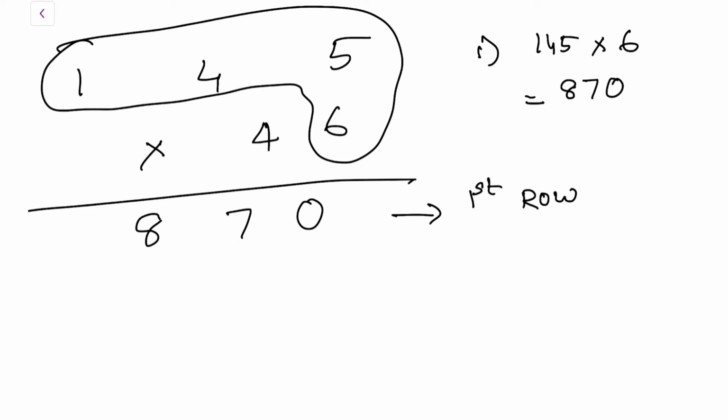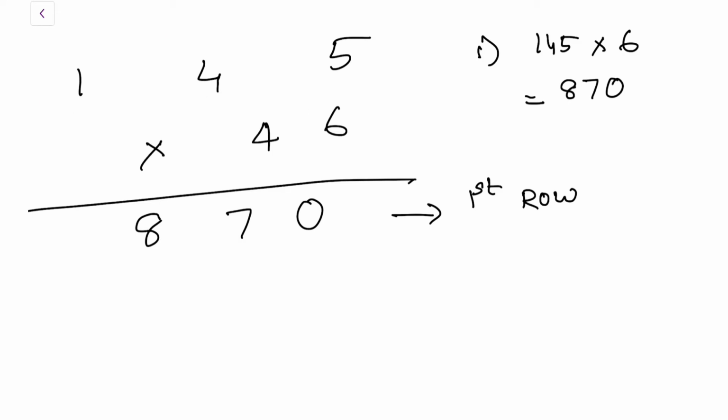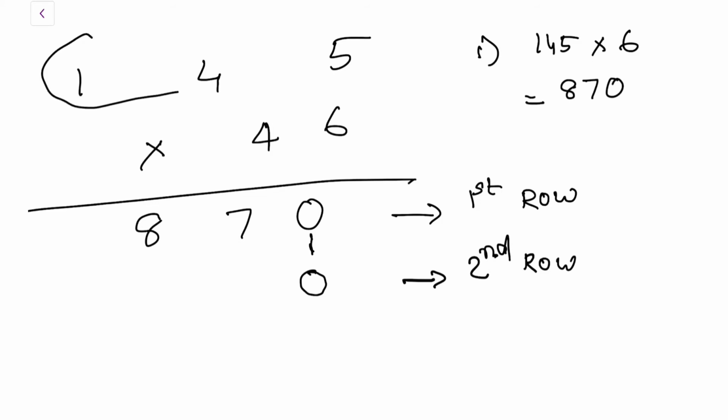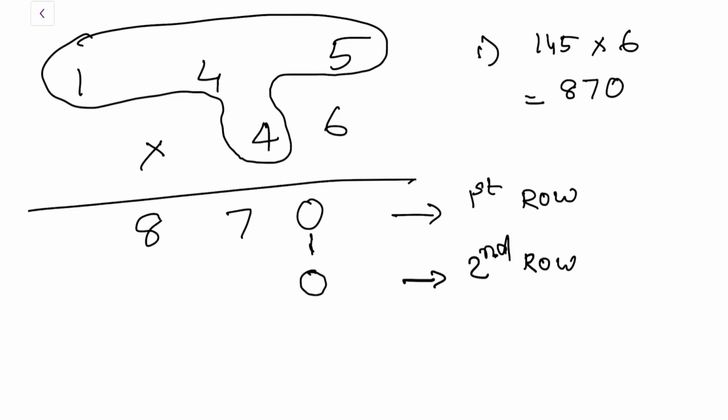Now second step, very important step, you're going to write a 0 in the ones column of the second row. So the second row is here, right? In the ones column, that is here, you're going to write a 0. That's your second step. That's it. Now the third step is for you to multiply 145 with the tens digit of the multiplier. So 145 into 4. That's your third step.